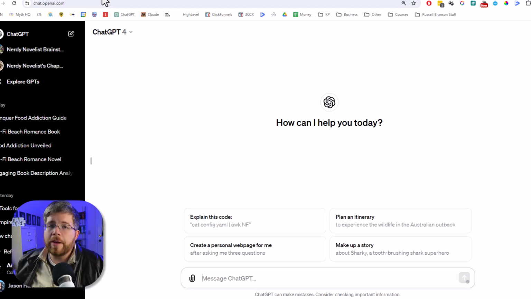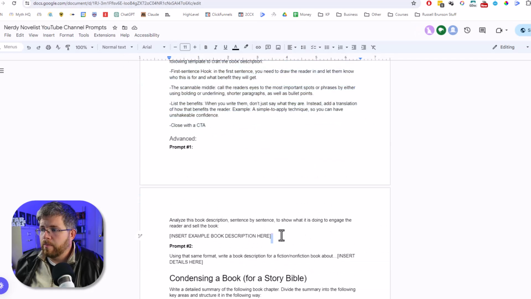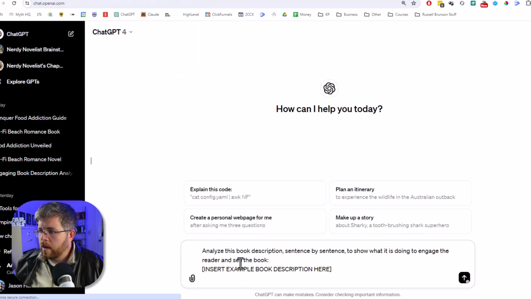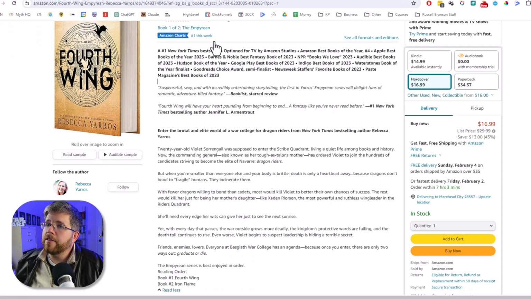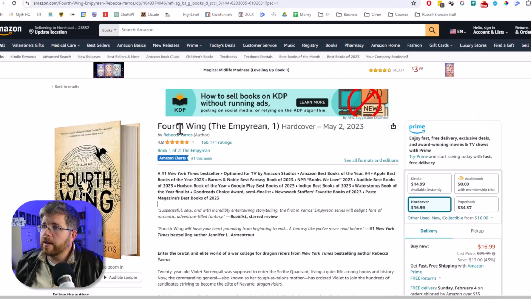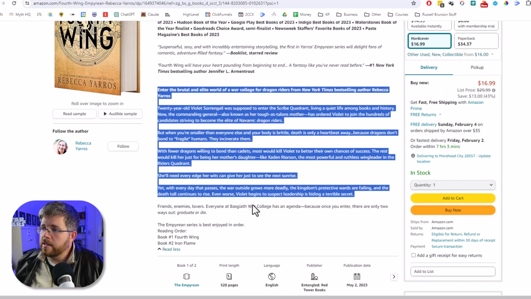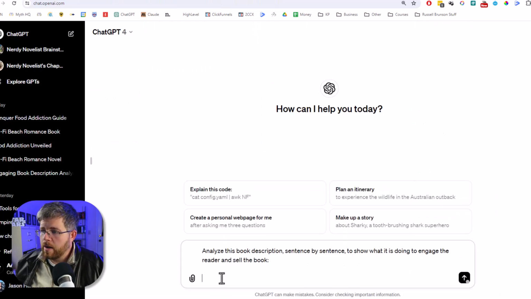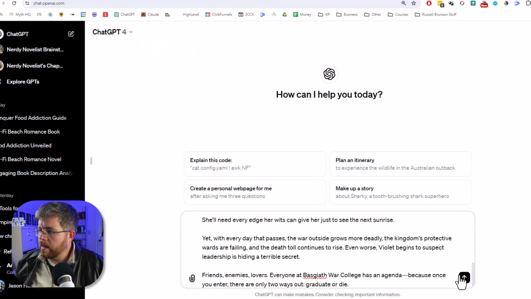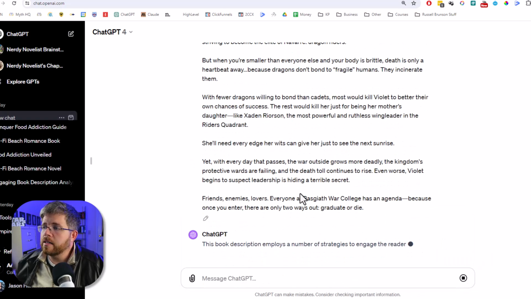And so this is going to be a two-part prompt that we use here. This is prompt number one. Analyze this book description sentence by sentence to show what it is doing to engage the reader and sell the book. And then you insert the example book description here. I went ahead and looked at Fourth Wing, which has been selling like crazy. And so I'm just going to take this part of the book description here, paste it in here, and let it analyze this book description.